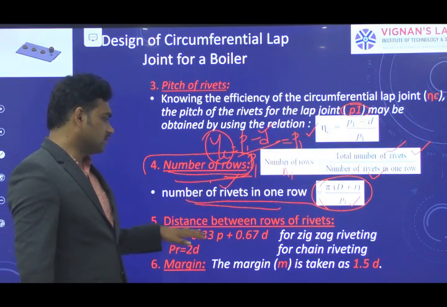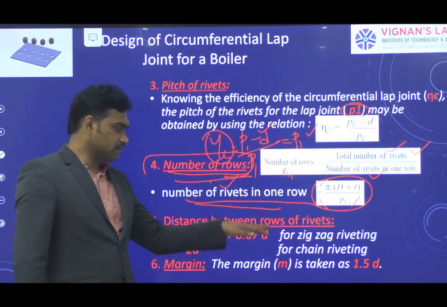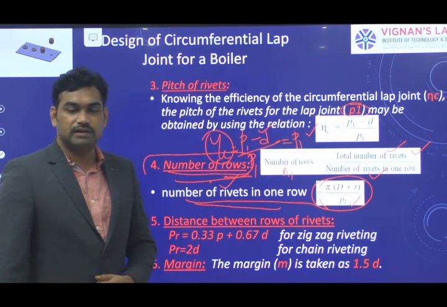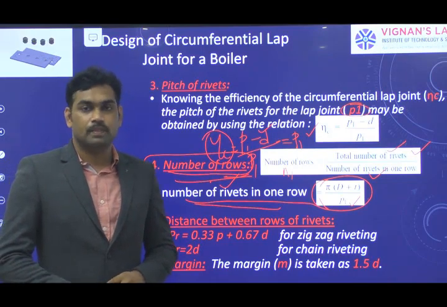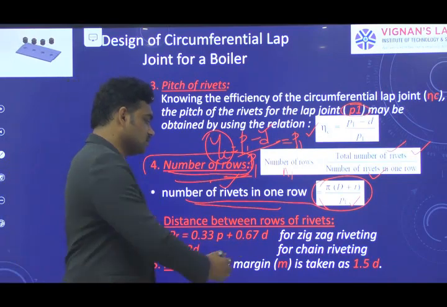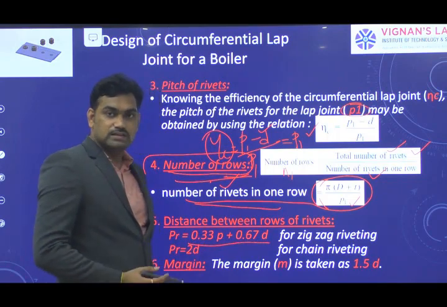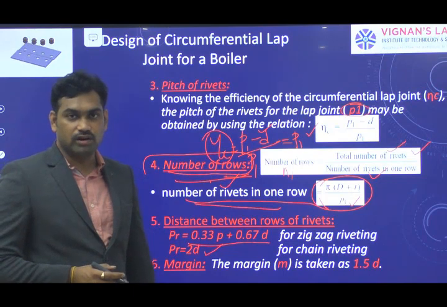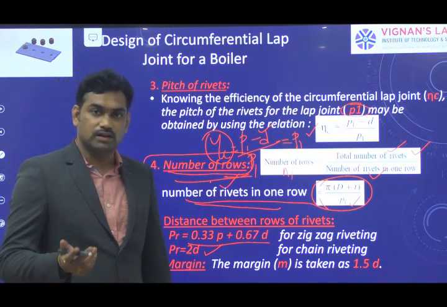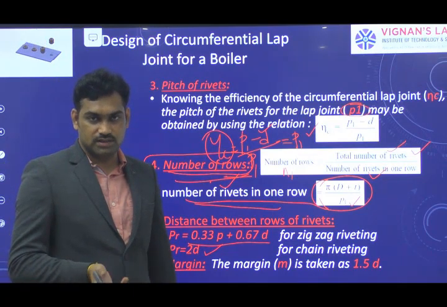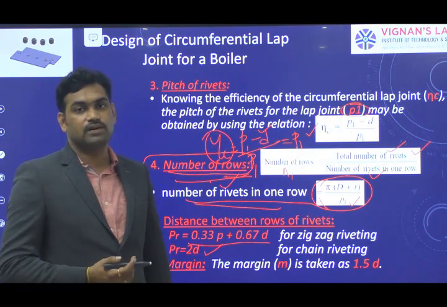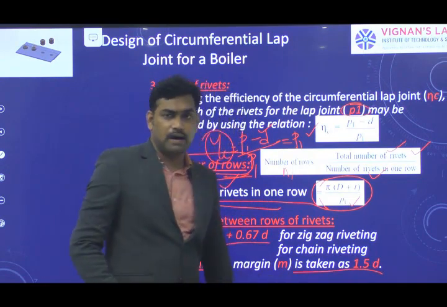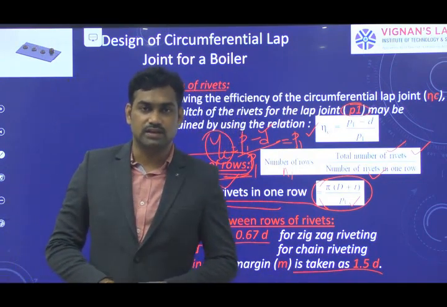Clear? And lastly, you need to find the distance between the rows of rivets. Again, it is similar to the longitudinal joint. If it is zigzag, the distance can be taken as 0.33 P plus 0.67 D, and if it is chain type, we can use 2D, which is the same as in the longitudinal joint. And lastly, you can find the proper margin to be provided, which is taken as 1.5 D.